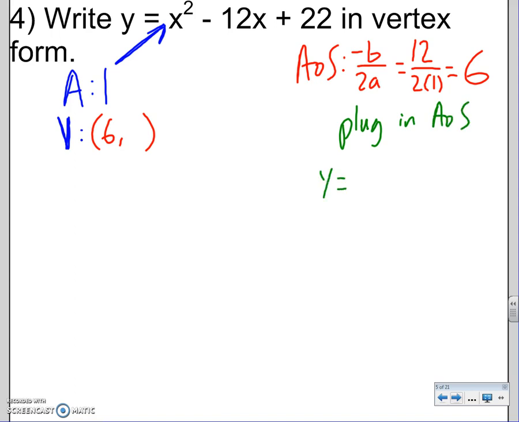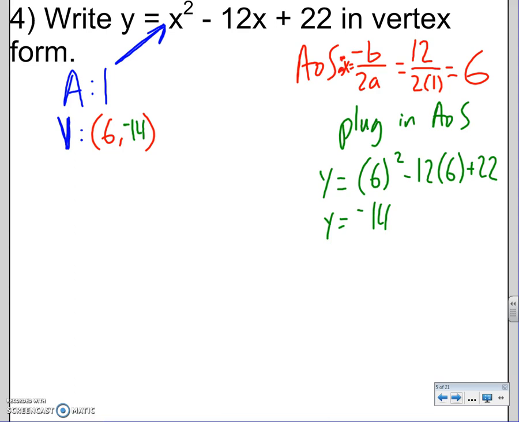So plug in AOS to the original problem. So y equals parentheses 6 squared minus 12 parentheses 6 plus 22. I gotta use the calculator for that, so let's see. 6 squared minus 12 times 6 plus 22. It tells me negative 14. So that's the y, that's why it goes in the y spot. Remember, the full formula for axis of symmetry is x equals that formula. That's why that was the x part, and then I plug it in to find y.